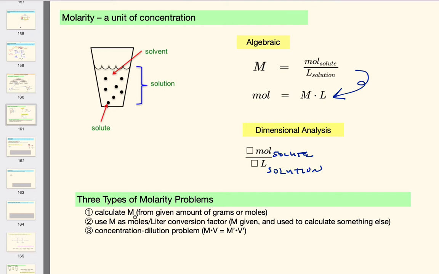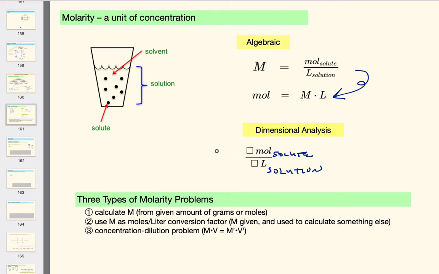The question is going to say something like, what is the molarity if you have 16 moles of this in 2 liters of solution? Or it may say, calculate the molarity if you have so many grams of solute. That's the first type. The second type is when you're given molarity and you're asked to calculate something else. The key to this type is to write molarity as a conversion factor. And I'll show you how to do that.